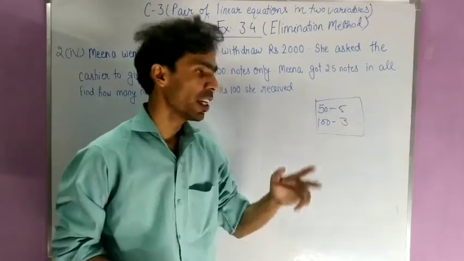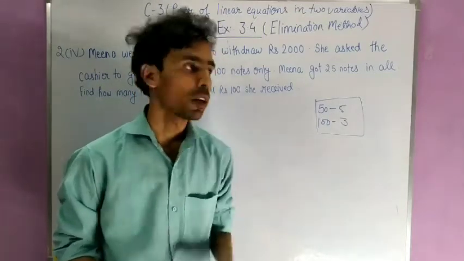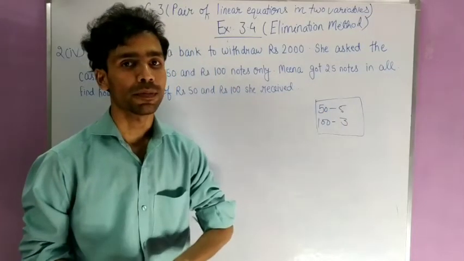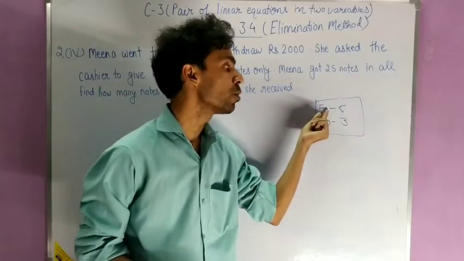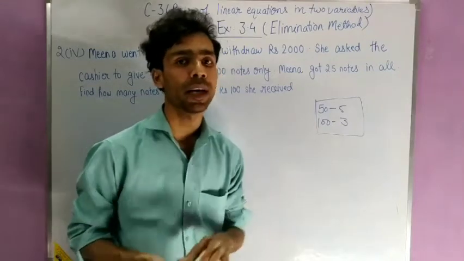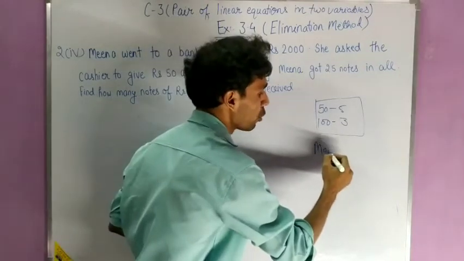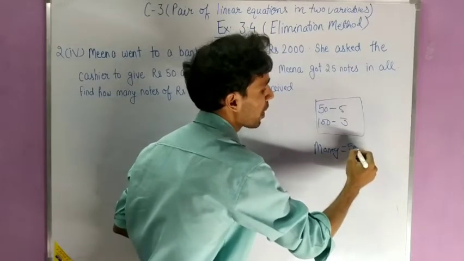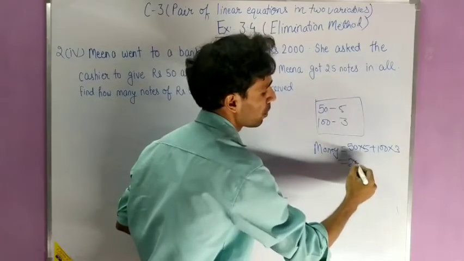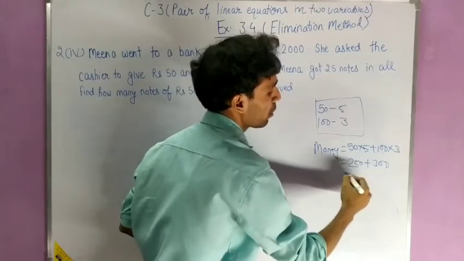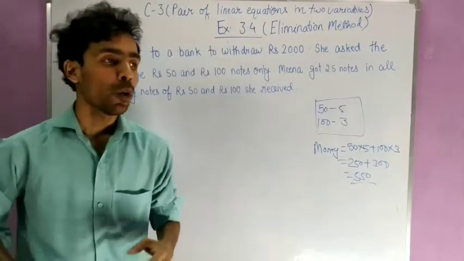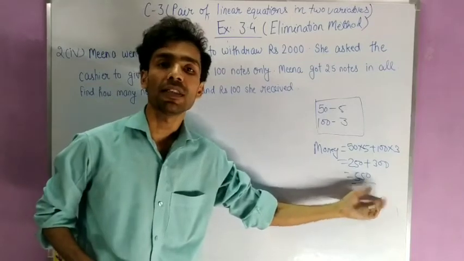Suppose in your bag there are two types of notes only. First is the 50 rupees note and second is the 100 rupees note. And 50 rupees notes are 5 and 100 rupees notes are 3. So how much total money is in your bag? You will multiply 50 into 5 plus 100 into 3, which is equal to 250 plus 300. It means 550. It shows that in your bag overall 550 rupees is there.